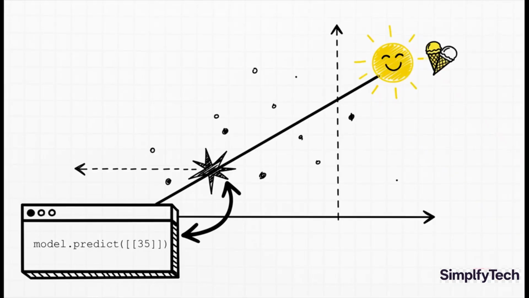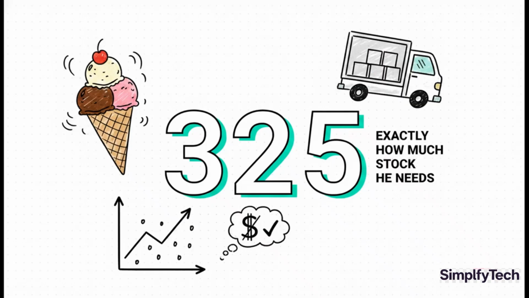So let's do it. Let's put this thing to work. The weather forecast says it's going to be a scorcher tomorrow, 35 degrees. This is a temperature the model has never seen before. We just feed that new number into its .predict function and see what it says. And out pops a number, 325. There it is. Jeff now has a real data-driven forecast. No more guessing, no more wasted money or lost sales. He knows exactly how much stock to prepare.